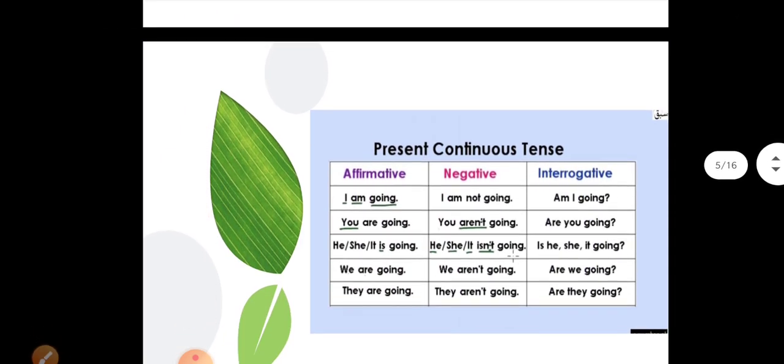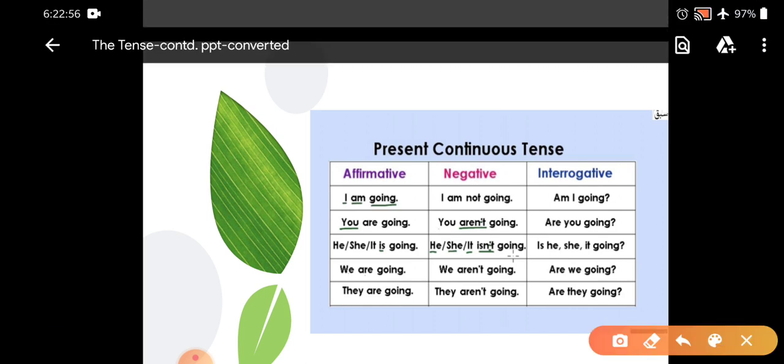Similarly, for present continuous tense, now if it's continuous, we'll always use the ing form, right? So for affirmative, I'll say I am going. For negative, I'll say I am not going. For interrogative, I'll say am I going? And for negative interrogative, I'll say am I not going?